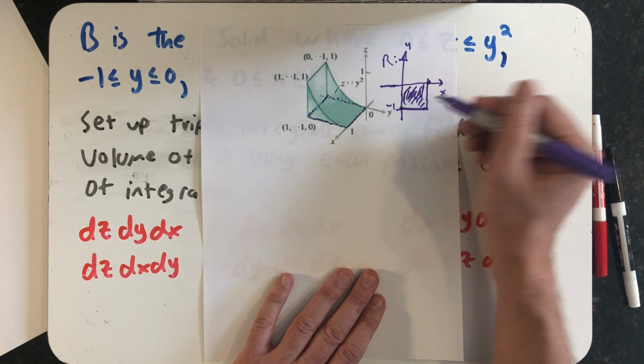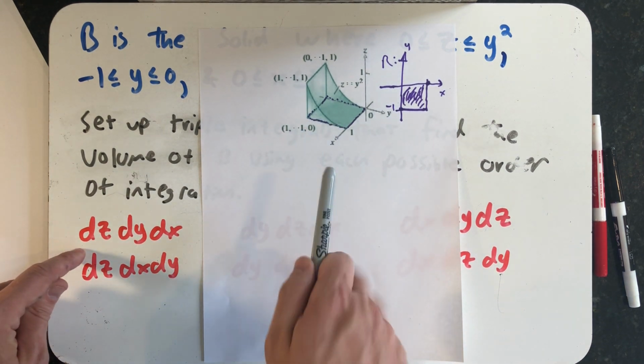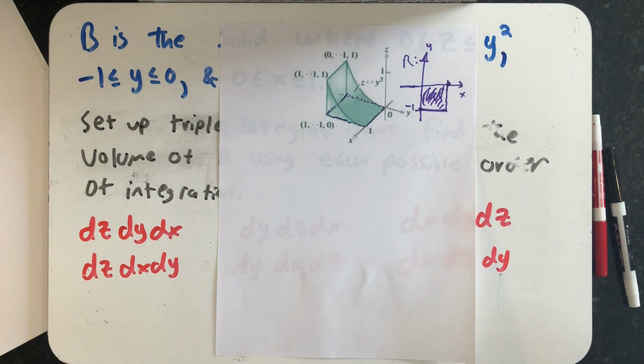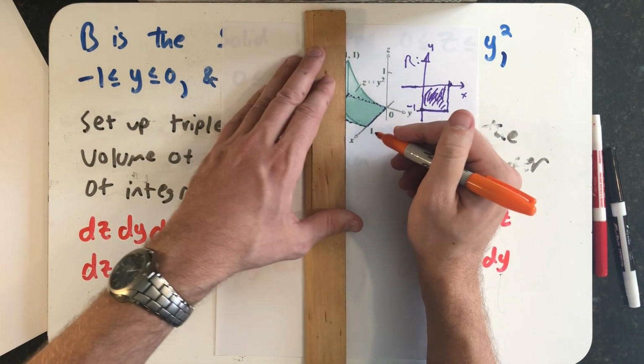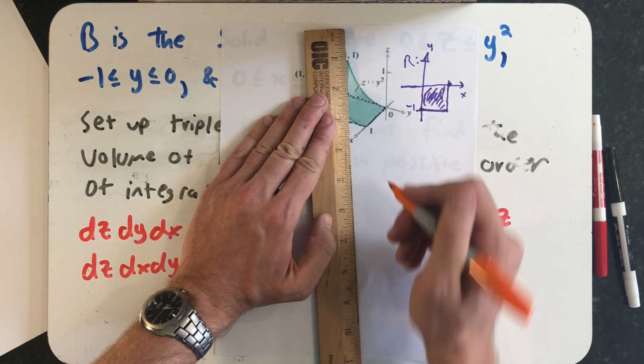And so there's my region R that should help me find bounds for the second and third bounds for this integral. So now my job is to draw a ray through the region perpendicular to that square on the bottom that's parallel to the z-axis. And since I have a good picture here, I have a little better shot at drawing something that actually is parallel and perpendicular to the right thing.